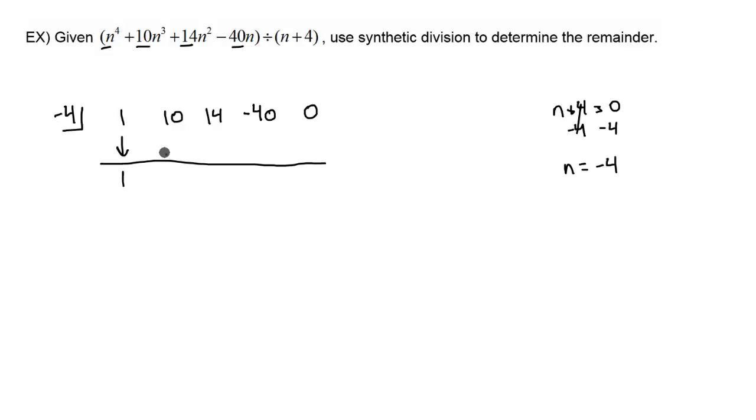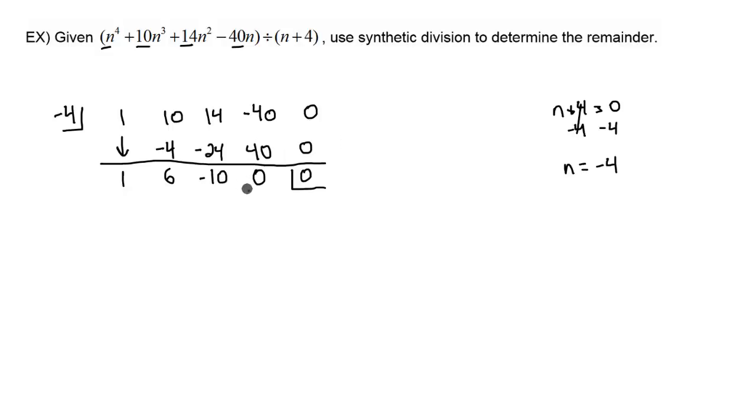-4 times 1 is -4. Add these together, I get 6. -4 times 6 is -24. Add these together, I get a -10. -4 times -10 is a +40. Add these together, I get 0. -4 times 0 is 0. Add these together, I get 0. So the remainder is 0. And that's all we really had to do to answer this question, so look for the remainder.